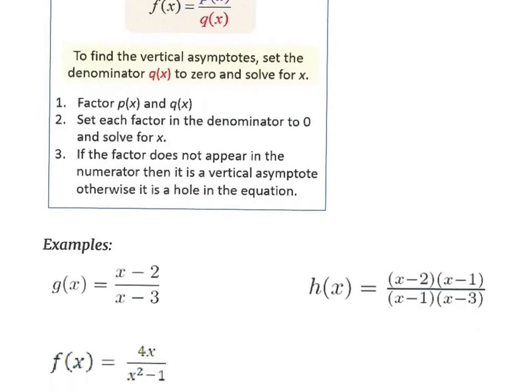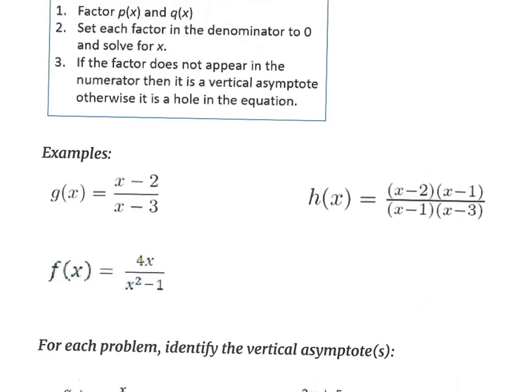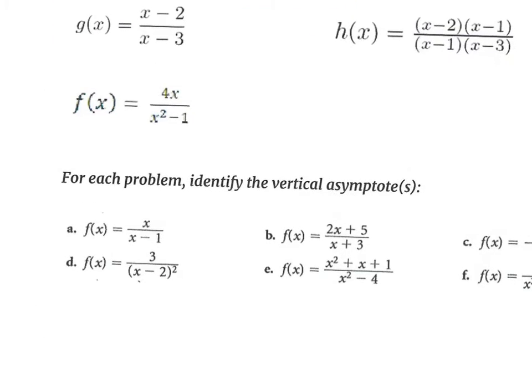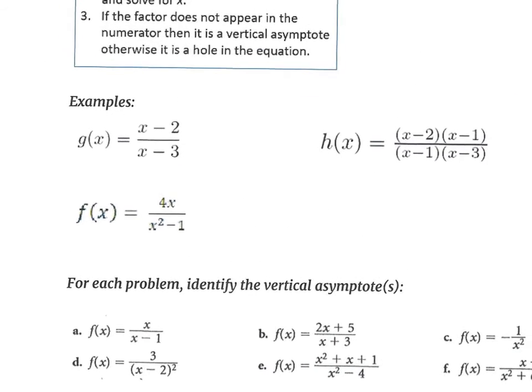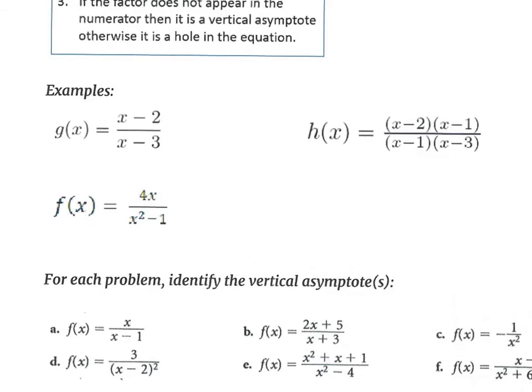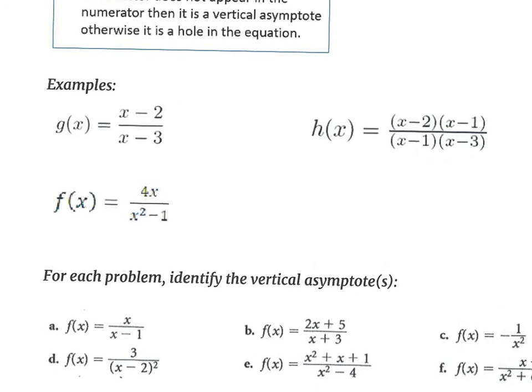I have a couple of examples that we'll do together to do that, and then the bottom half is you doing these 6 problems and just giving me those vertical asymptotes. Remember that a vertical asymptote is a vertical line and therefore an equation, not just a number.